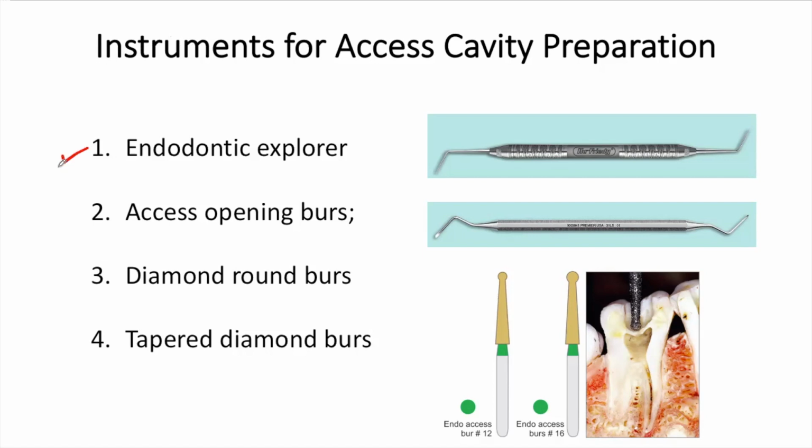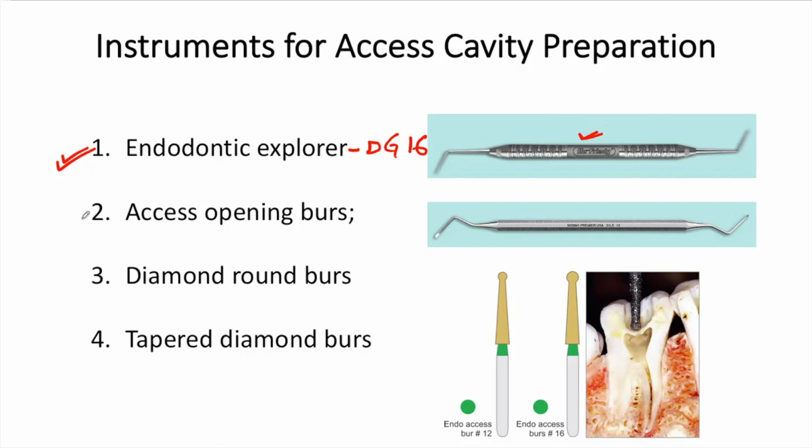See, first is the Endodontic Explorer. This is the DG16 Explorer. You can see this. The design of DG16 helps to identify the canal orifices and determine the canal angulation. This explorer is used for access cavity preparation.